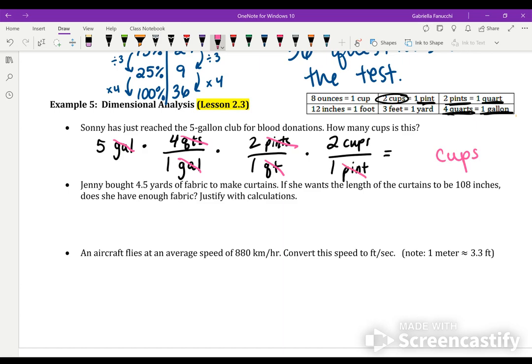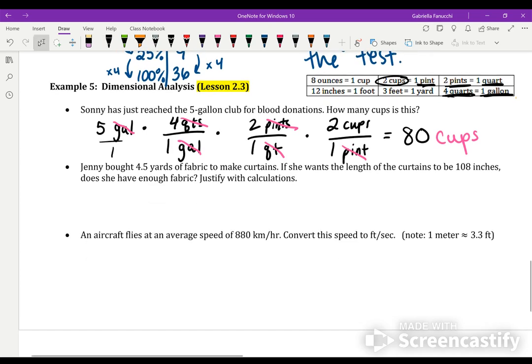So we know our answer is going to be in cups. Now what you're going to do is just go ahead and multiply all the way through. So 5 times 4 is 20. 20 times 2 is 40. 40 times 2 is 80, and it's all over 1. So it is 80 cups. 5 gallons is equal to 80 cups.